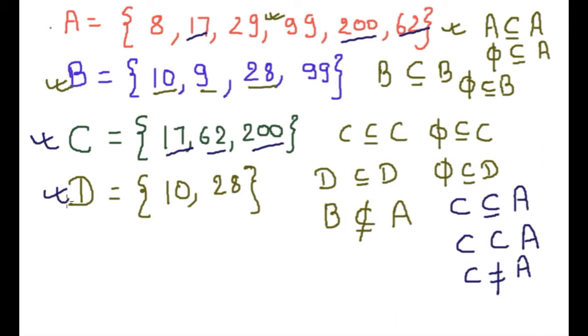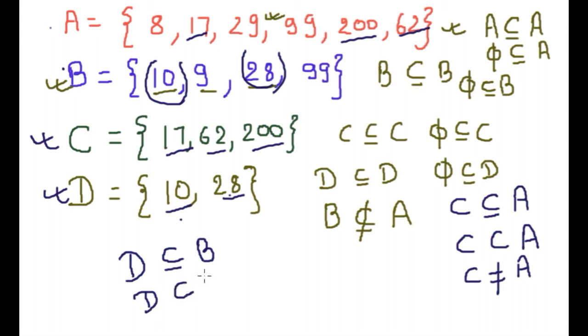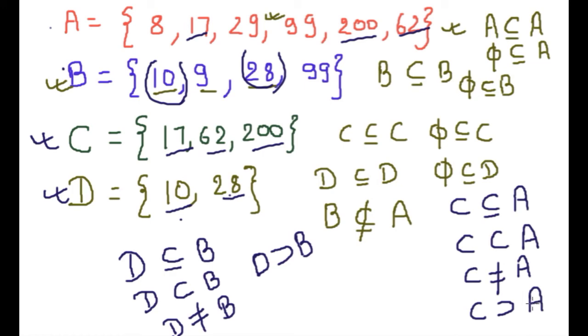Next, D. D is a subset of B. 10, 28. 10, 28. So D is a subset of B and D is also a proper subset of B because D is not equal to B. And B is a superset of D. Here A is a superset of C.